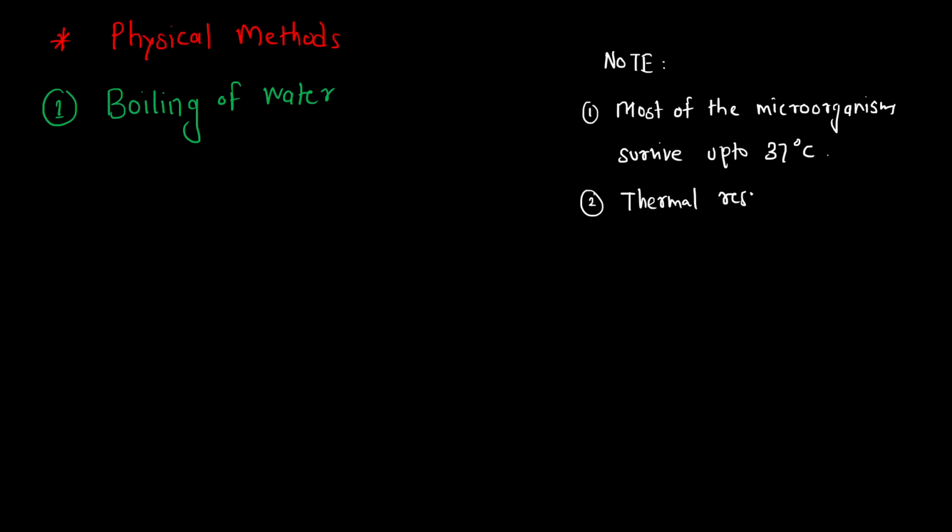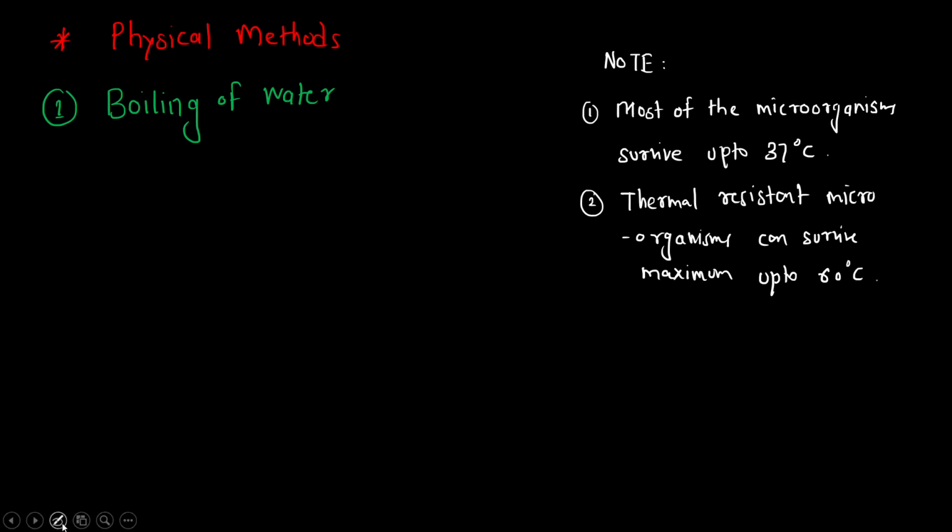Thermal resistant microorganisms can survive maximum up to 60 degrees Celsius. This is a maximum range. Above 60 degrees Celsius, there is a complete destruction of the microorganisms.